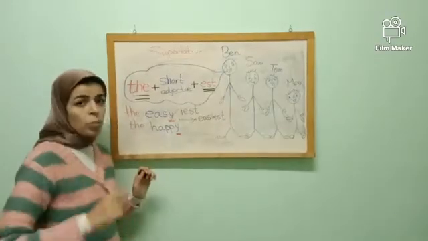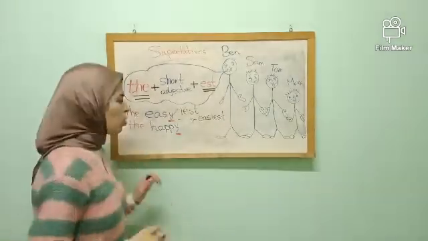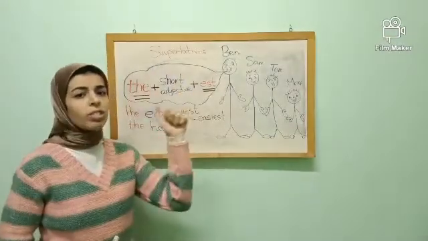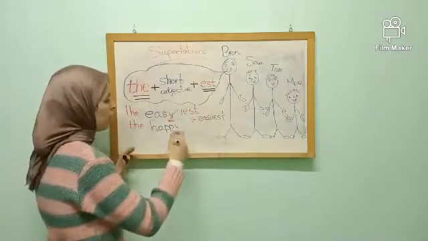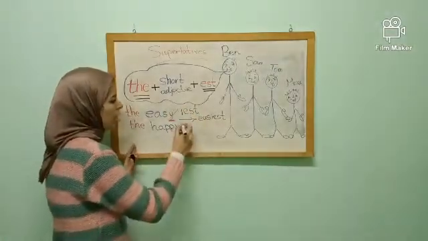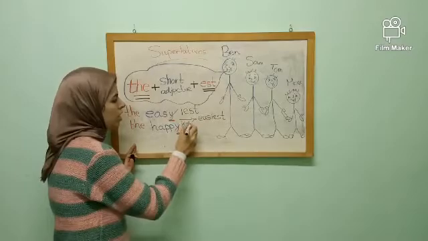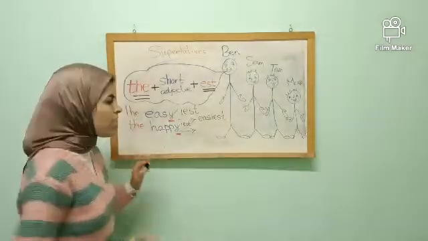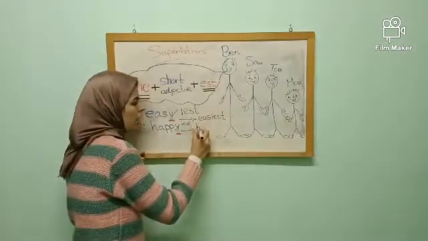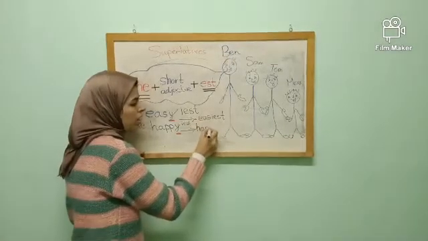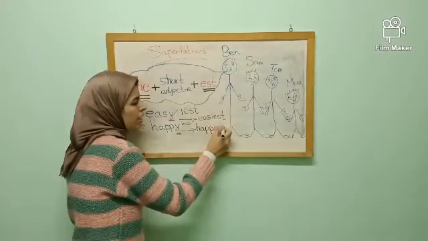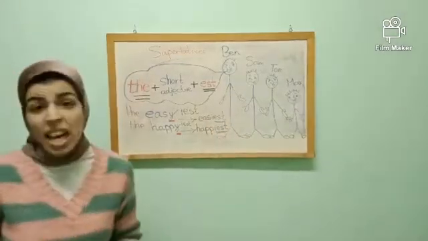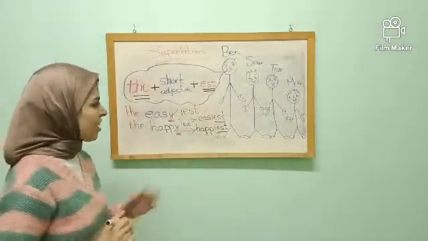Happy again ends with letter Y. So what shall I do? First, cross the Y and then you're gonna add your iest. So I'm gonna cross Y now and add iest. So happy becomes the happiest. I-E-S-T. So I-S-T, est, the happiest. Easy.